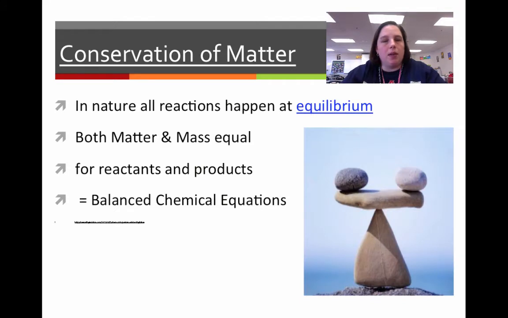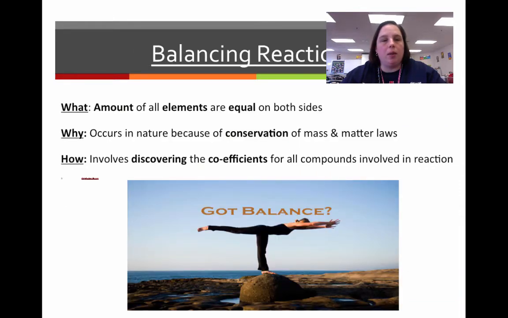So conservation of matter says that in nature all reactions happen at equilibrium. Both the matter and the mass have to be equal for the reactants and the products. This equals balanced chemical equations. So what are we going to be doing? Well, we're going to be determining that the amount of elements are equal on both sides. Why are we doing this? Well, because it occurs in nature. And how are we going to do this? Well, that'll be in the next video, but I'll just give you a quick coming attraction. It's going to involve discovering those coefficients that go in front of it.